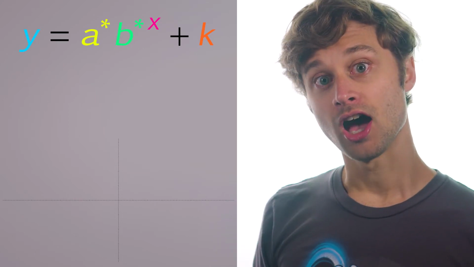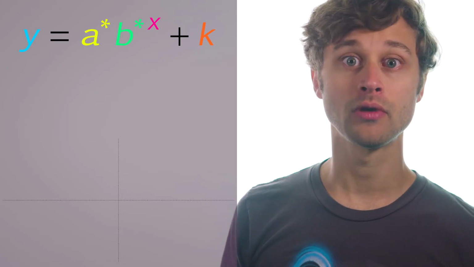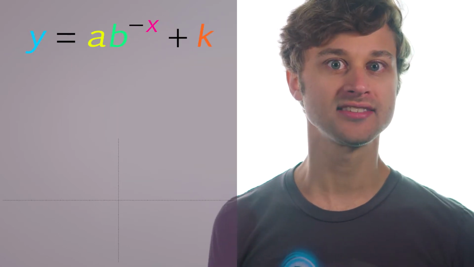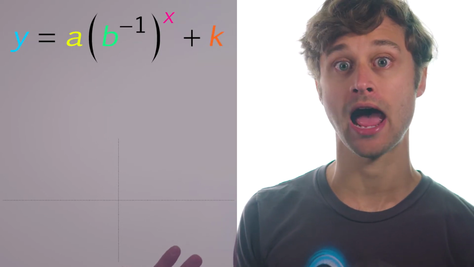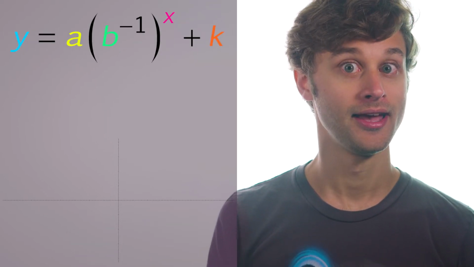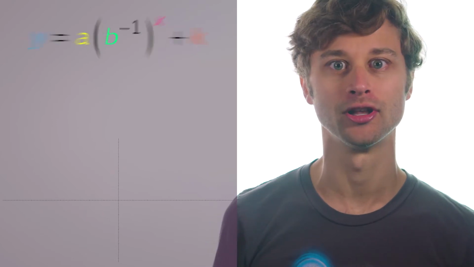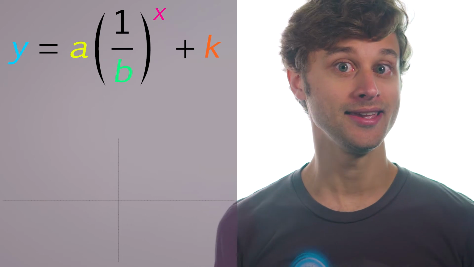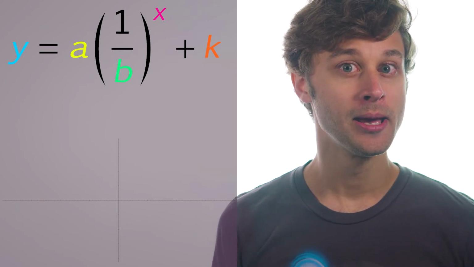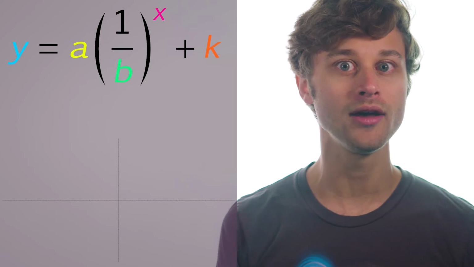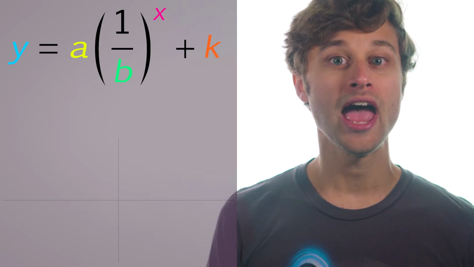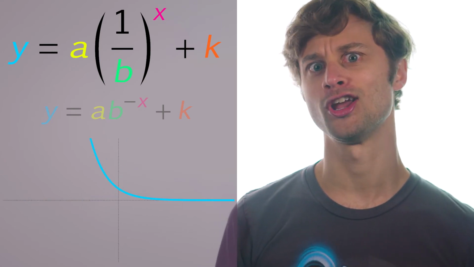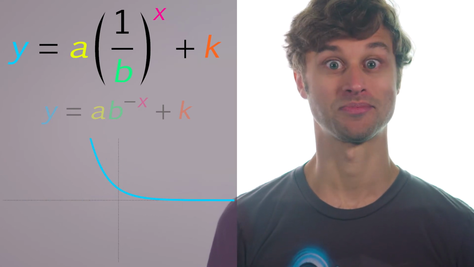A side note here, a reflection across the y-axis is often represented by multiplying x by -1. But if we do that here, that's the same thing as writing this as b to the -1 power to the x power. But b to the -1 power is just the reciprocal of b. So if b is greater than 1, now 1 over b is between 0 and 1. But if our base is between 0 and 1, that means we have exponential decay. So exponential decay is analogous to a horizontal reflection across the y-axis of exponential growth.